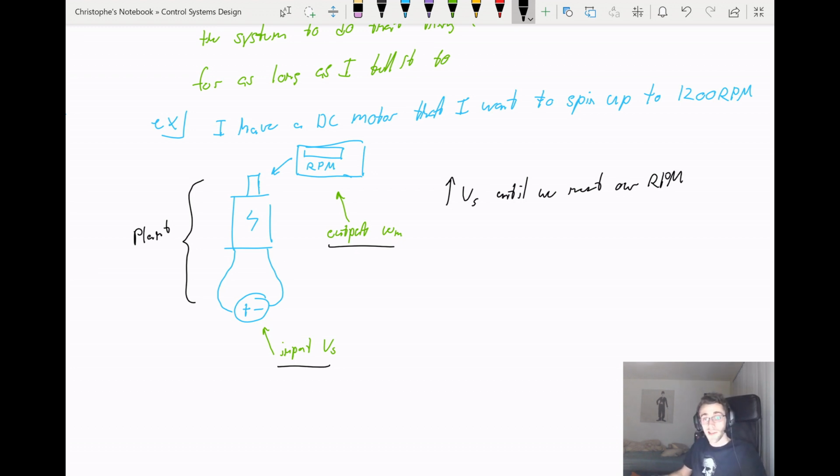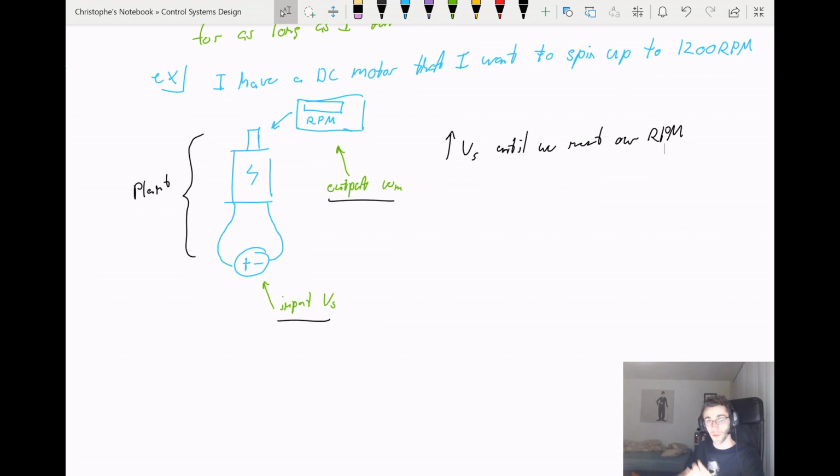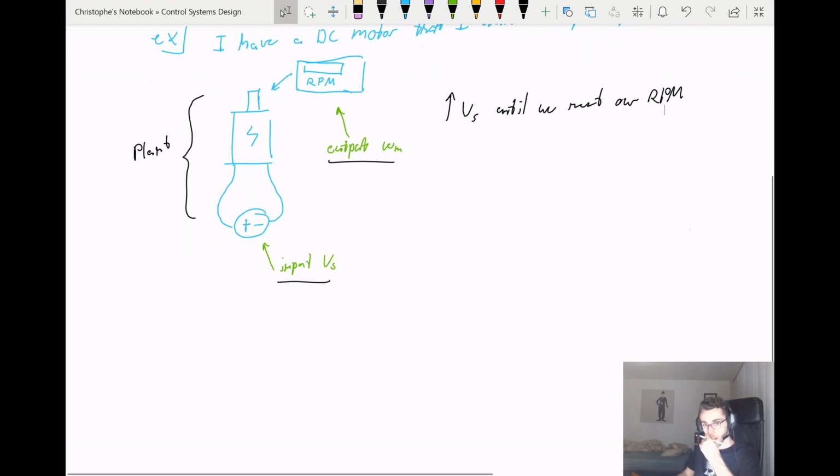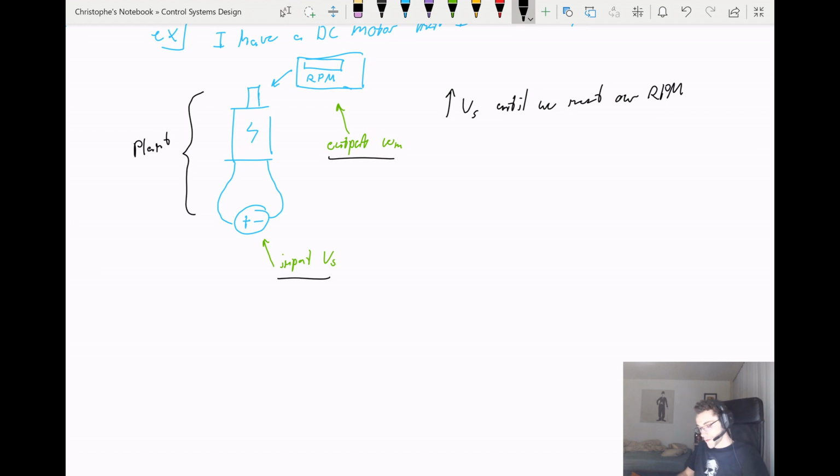Now, in this case, if we're putting in the input and we're receiving feedback from the output, we are the control system in this example. We are maintaining and controlling the state of our system in order to get our desired output. So, if we're controlling the system, is us taking control of the leads and changing the voltage really the best way to do this? Is it the most optimal way to control the RPM of this motor?